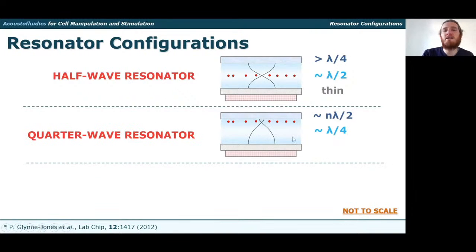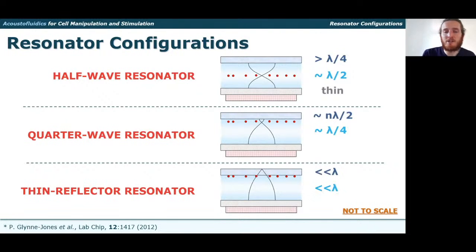Quarter wave resonators instead have a thickness of the fluid layer which is approximately a quarter of a wavelength. So in this case, the pressure node is located nearby the reflector, so particles will be manipulated in proximity to the reflector. And finally, thin-reflector resonators are a class of resonators, as we discussed before, where the thickness of the reflector and of the fluid layer are much smaller when compared to the wavelength. So in this case, the reflector is not an efficient reflector per se, but most of the reflection occurs at the reflector air boundary. And this results in particles being moved towards the reflector air boundary, so ultimately being pushed in contact with the glass reflector surface.